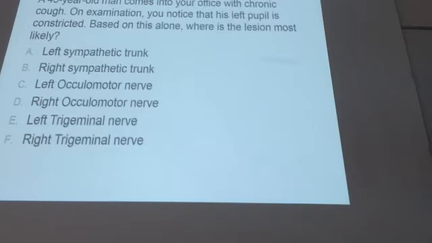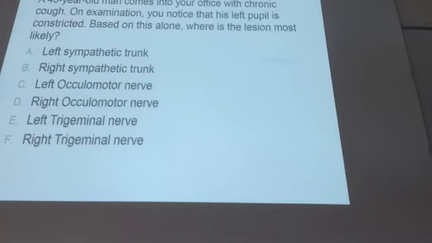Carcinoma of the apex of the lung. Yes. He has some sort of lung cancer. Yeah, just go straight up. And what does it travel up on? The internal carotid. Why is it not D? The right oculomotor. C. Left oculomotor nerve.